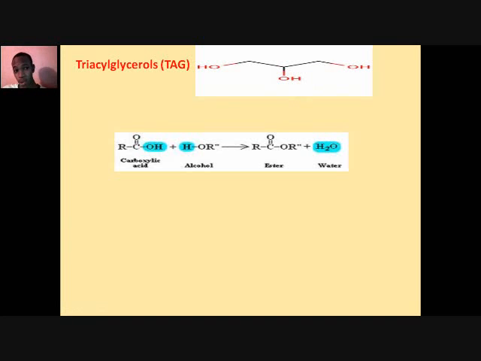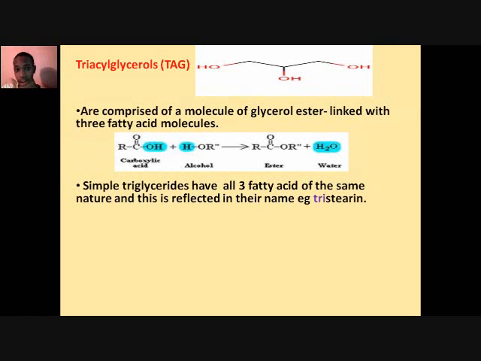This is the backbone of triacylglycerides. This is the spinal cord of triacylglycerides. Remember that. And they are comprised of this molecule of glycerol, to which are ester-linked fatty acid molecules. And triacylglyceride means 3 acids attached to the glycerol. And once more, the linkage is an ester linkage.